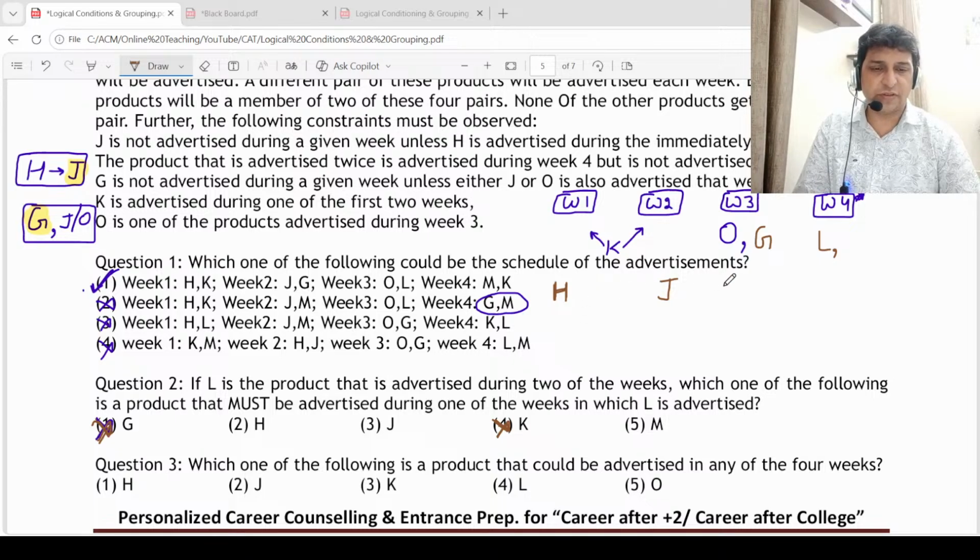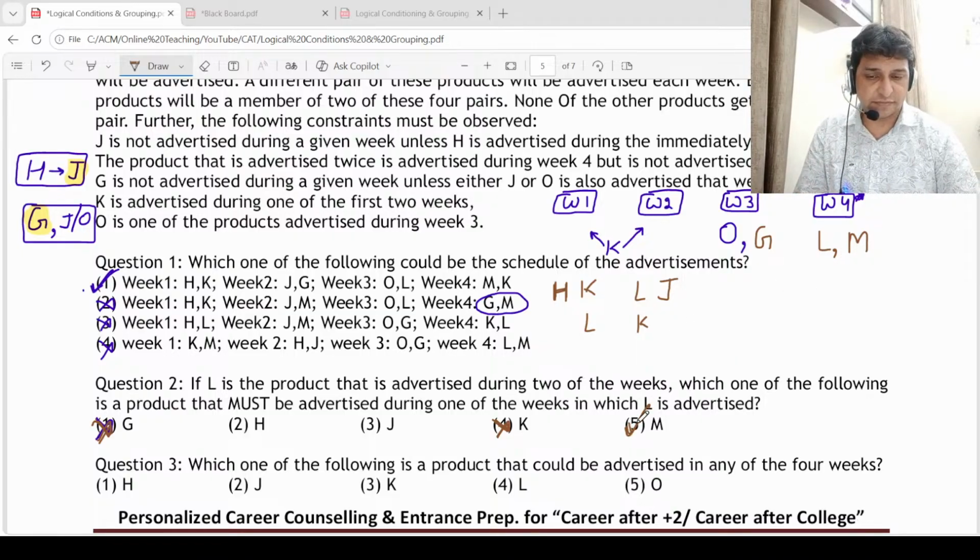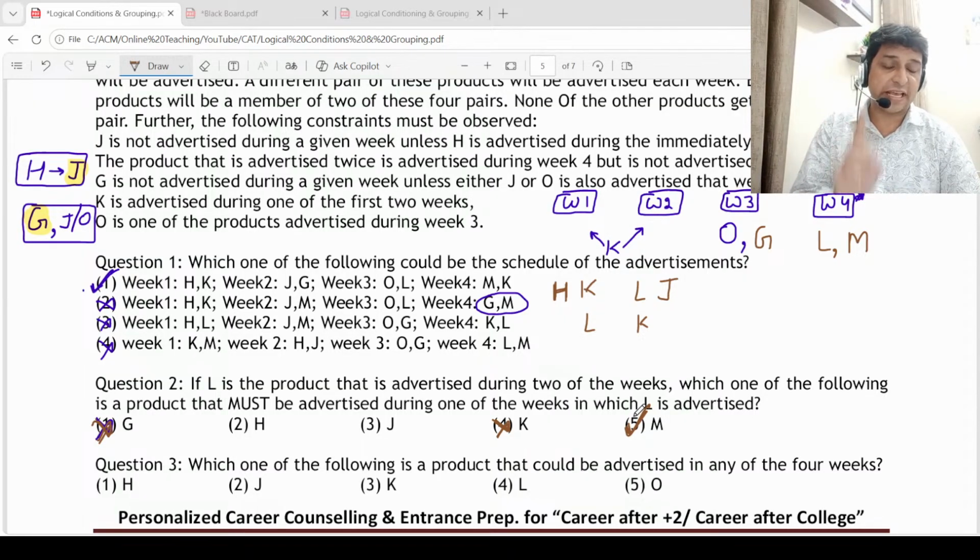Now the other product which we are left with, that is M. So M has to be here. That's for sure, because K can be here and L can be here, or L can be here and K can be here. So we are not sure. But this definitely has to be LM. That is the answer. L must be advertised along with M.